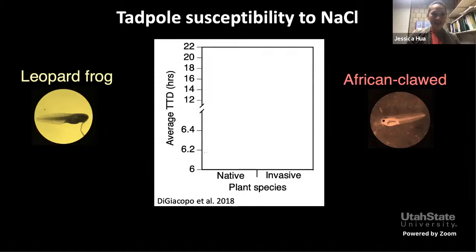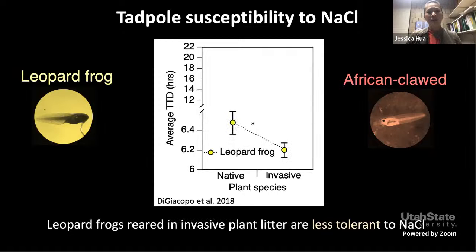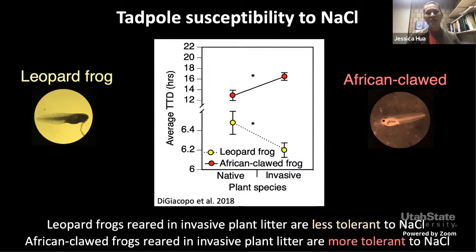So what did we find? We found that for leopard frogs, being reared in invasive plant litter made them less tolerant to sodium chloride. So something about the invasive plant leachates made these leopard frogs more susceptible to sodium chloride. In contrast, we were really surprised to find the opposite effect for African clawed frogs. For African clawed frogs, being raised in invasive leaf litter actually made them more tolerant to sodium chloride. And so we were really curious about this effect because it appeared that these invasive leachates facilitated the non-native African clawed frog, but had negative effects on the native leopard frog.